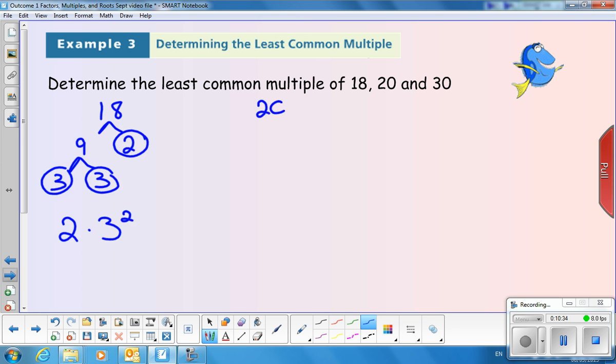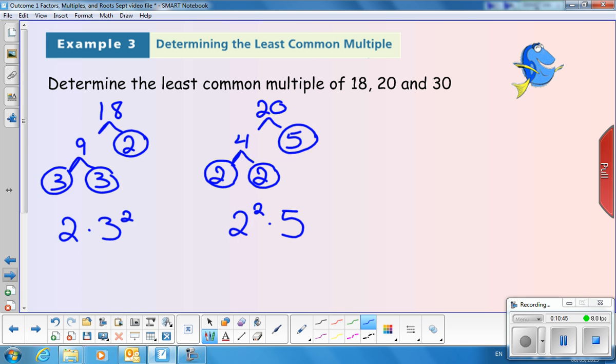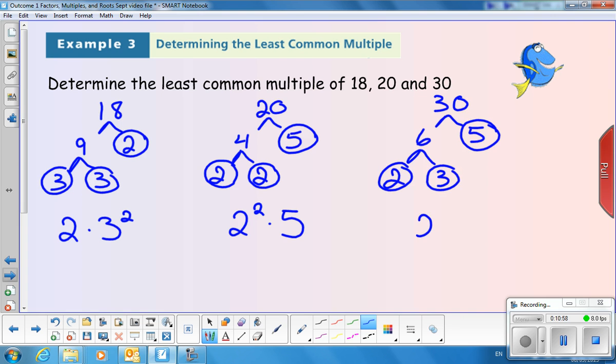Then if we do 20, 20 is 4 times 5. 5 is prime. 4 is 2 times 2. And the prime factorization of 20 then is 2 squared times 5. The last one is 30. 30 is 6 times 5. 5 is prime. 6 is 2 times 3. So the prime factorization of 30 is 2 times 3 times 5.